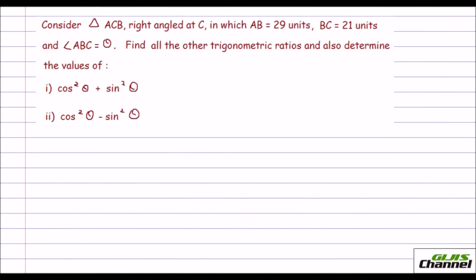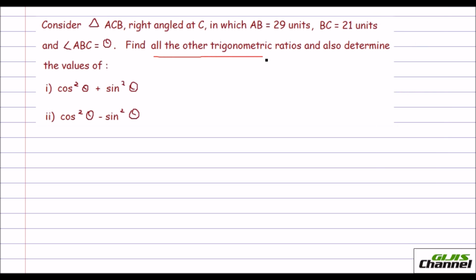Hello, this is Vasavi. In this video, we are going to find out how we are going to use the trigonometric ratios which we had learned. Here, consider triangle ACB, right angled at C, in which AB is 29 units, BC is 21 units, and angle ABC is theta. Find all the other trigonometric ratios and also determine the values of cos square theta plus sine square theta and cos square theta minus sine square theta.